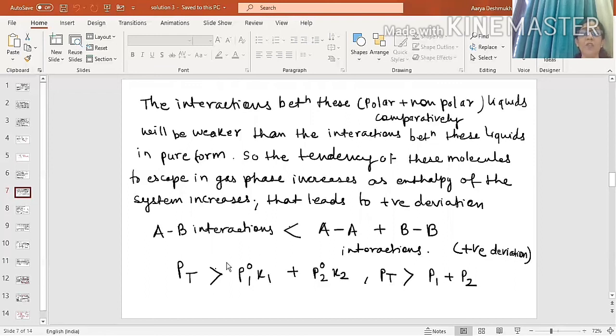There is an inverse relation between these. If the interactions are weakening between the components which we are mixing together, that leads to the positive deviation, because there is an increase in the total vapor pressure of the solution after we mix components A and B. Okay, so this is all about the positive deviation.